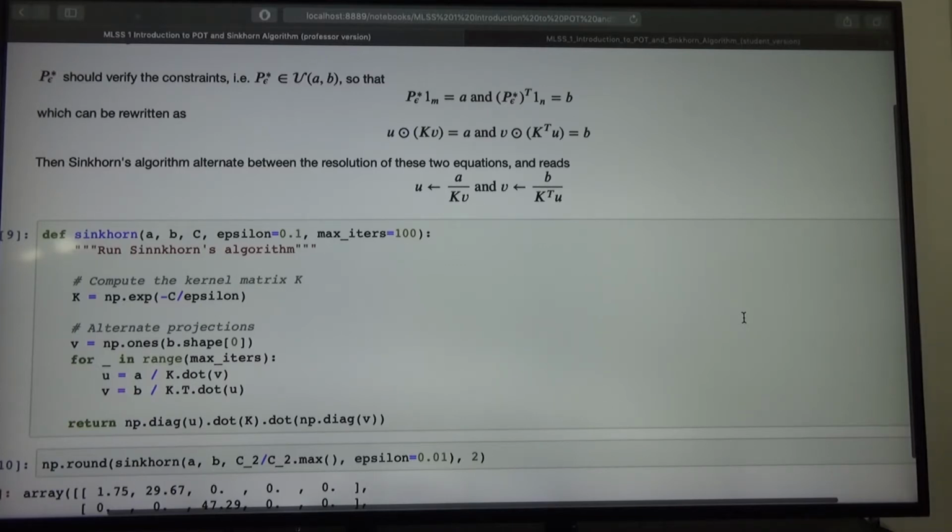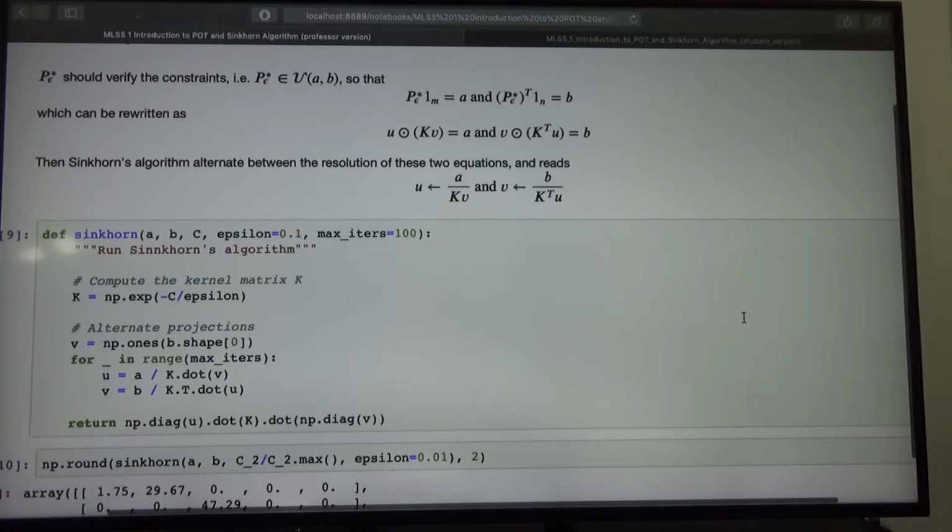And then we're gonna alternate the projection between u and v. So we have to be given a number of iterations. That is here just the parameter of the function. We first initialize the v, and then we're just going to compute the u. And then given the u, we're just going to update the v and do this again and again.